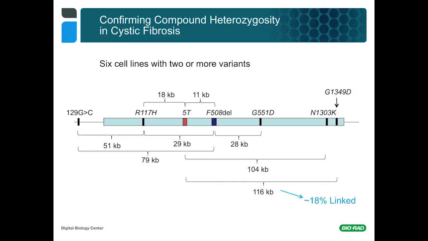In some cell lines, the variants are as close together as 11 kb, whereas others are separated by up to 116 kb. The distance separating the other variants are of intermediate lengths.